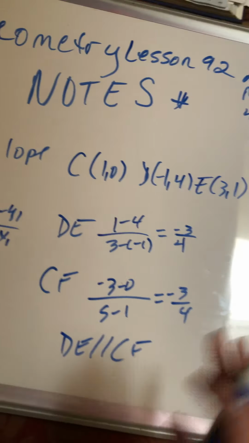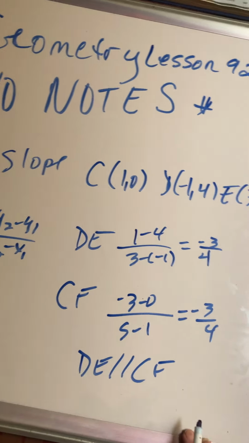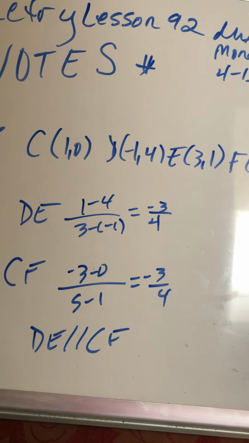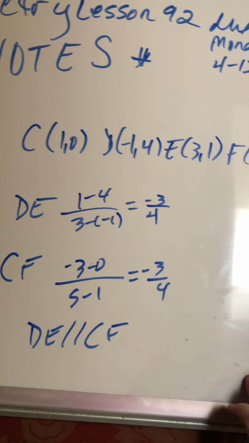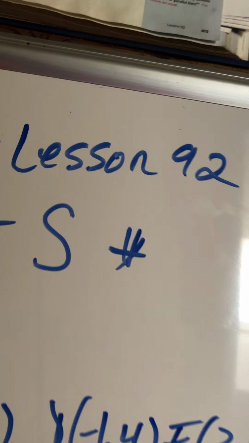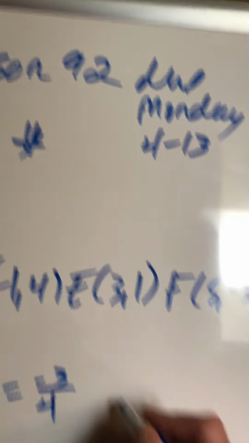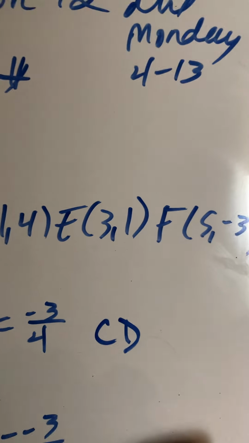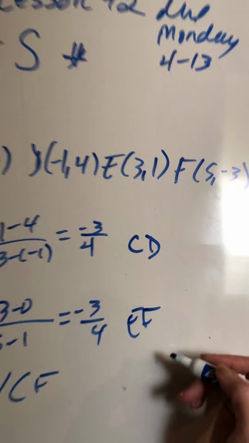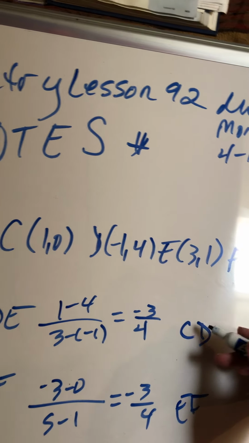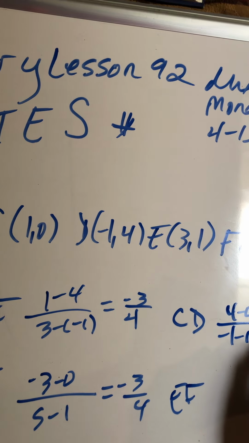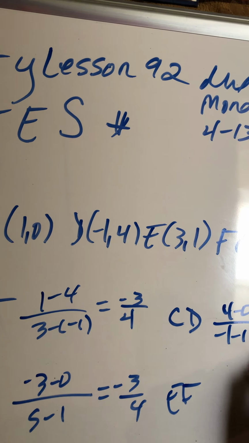And again, that's nothing new. You know how to find slope formula. You look at the picture and you can see that DE is opposite CF, and that's why those need the same slopes. Then we have to use the other two sides, which are CD and EF. So again, we're going to find the slope. For CD, it'll be 4 minus 0 over -1 minus 1, which would be 4 over -2, which is -2.